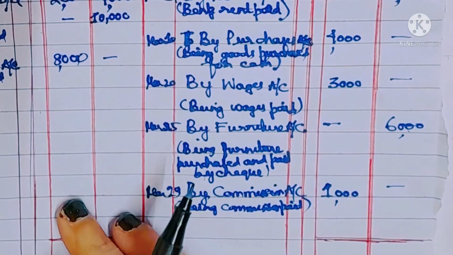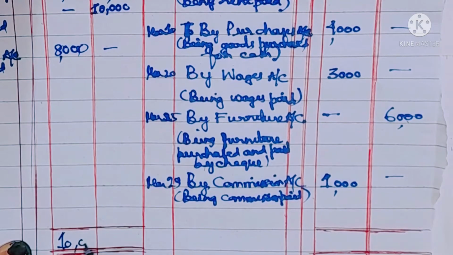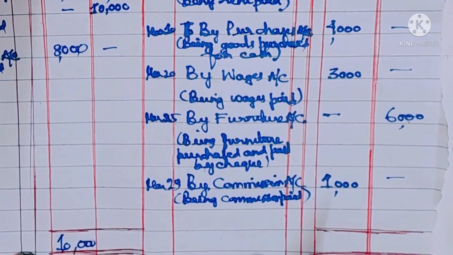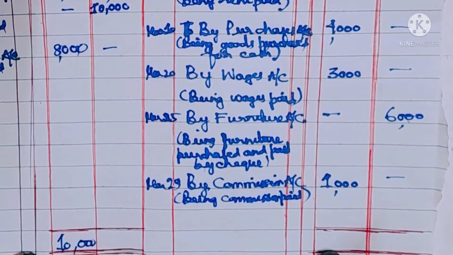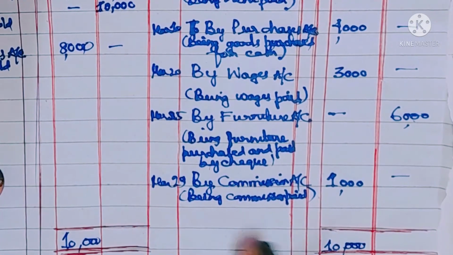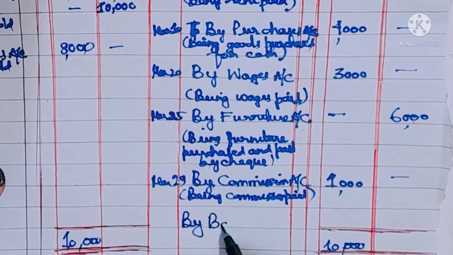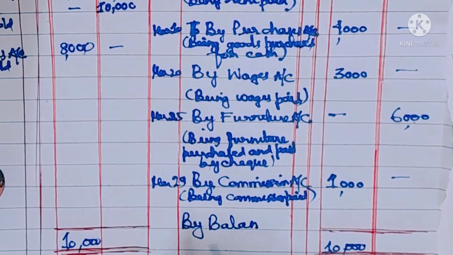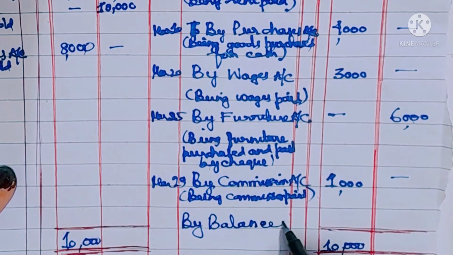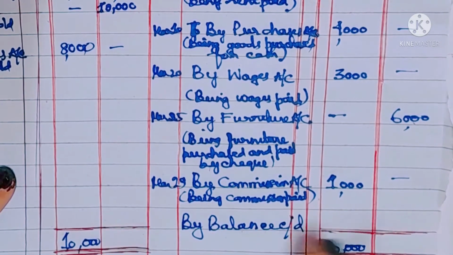Okay. So the total of the cash column on the debit side is 10,000 and the total of the cash column on the credit side is 8,000. The rule is that the bigger total is written on both sides. So we'll write 10,000 on both sides. So there will be a balancing figure on the credit side and we'll have to write by balance c/d. The difference will be written as by balance c/d. This is the closing cash or closing cash at bank.